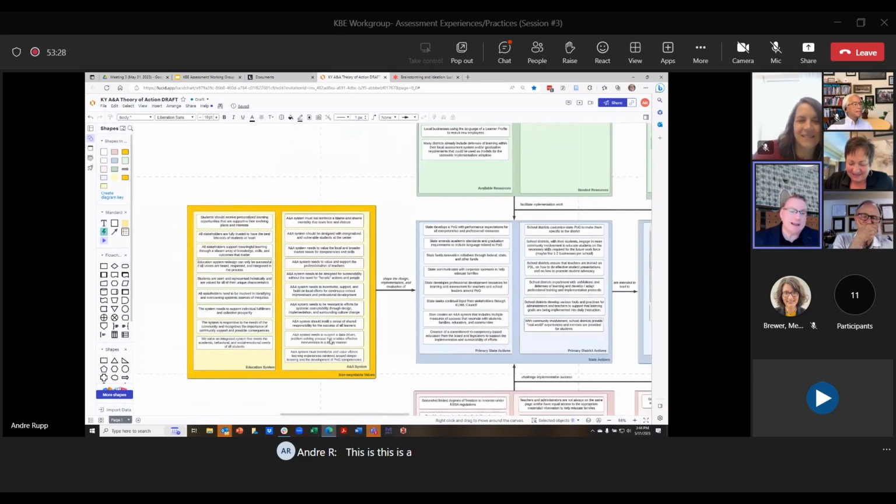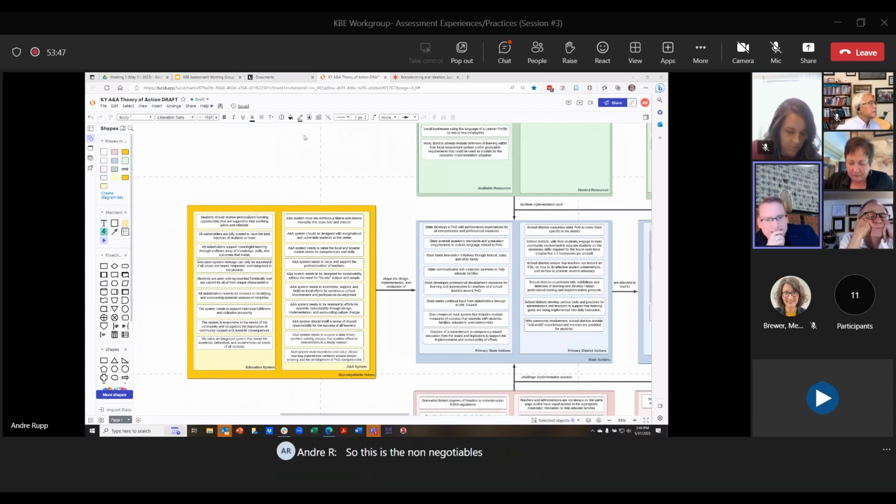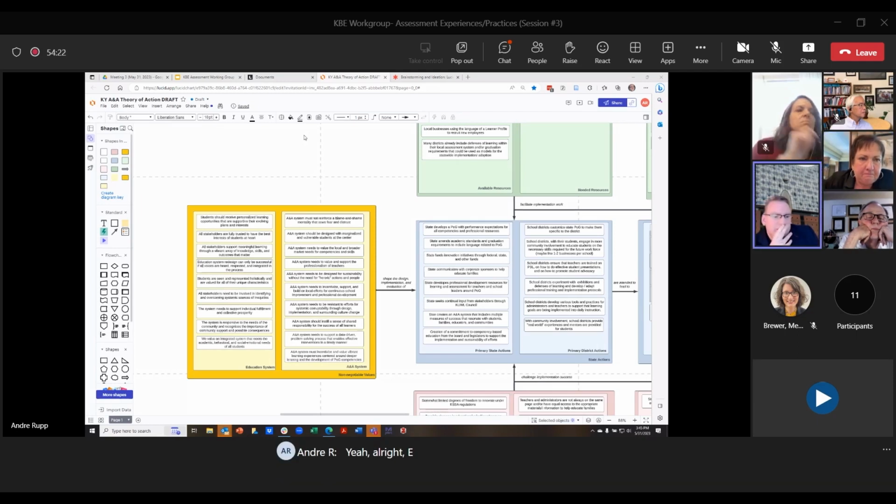This is a really interesting one, and I want to spend a few minutes on this. I know I'm already a little over, but I want to spend maybe 5 to 7 minutes on this, and if I can, on the other yellow one, though that one is maybe not quite as important today. So this is the non-negotiables, and I separated them by the education system more broadly and the assessment and accountability system more specifically. I did that because I think we all recognize that the assessment and accountability system should support achieving the goals of the education system more broadly. But there are also aspects of the assessment and accountability system that can be specifically named and are worthwhile calling out here. All right, I'll give you a minute to look through that.